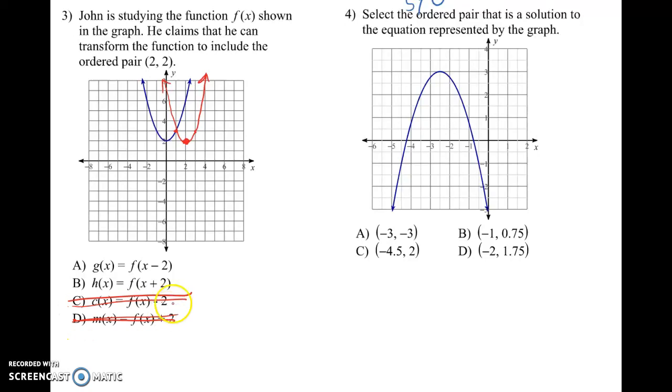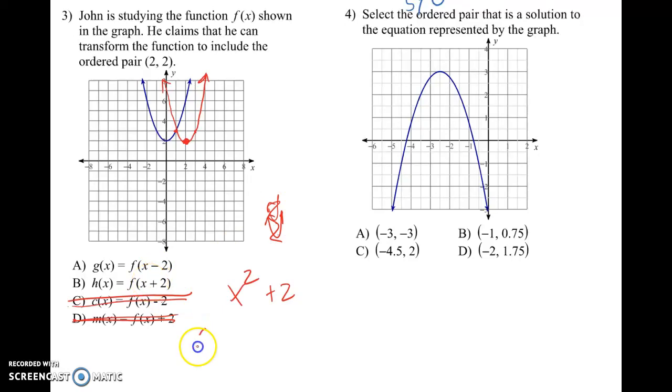That would take our function. Remember, let's say we have x squared, and if I put a +2, that moves our graph up 2. So it would go from here, 1, 2, and it would go up 2. And I don't want to go up or down, which is what these are doing. I want to focus on my x's.